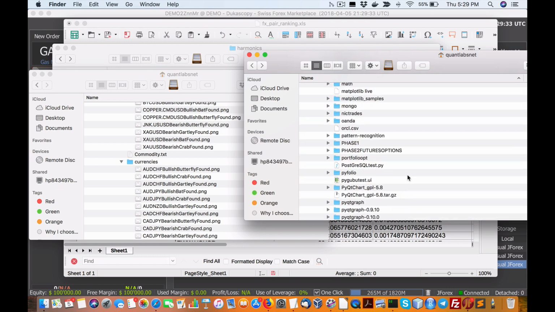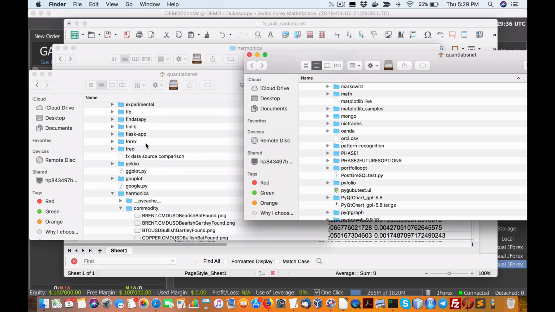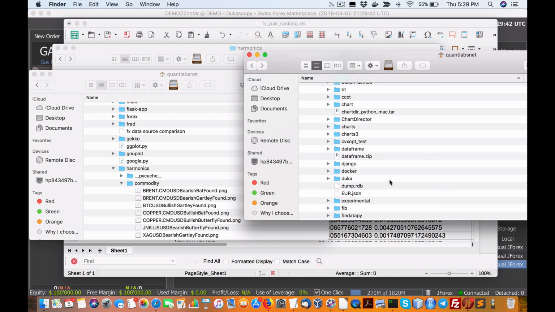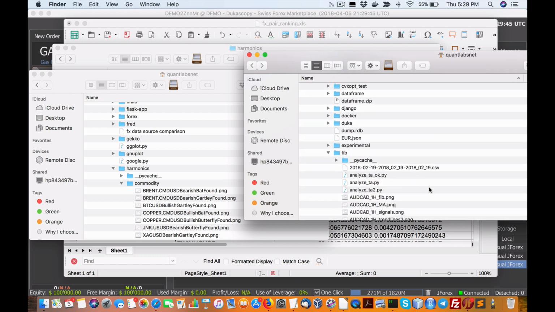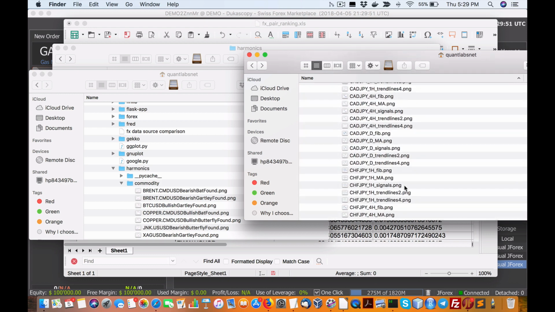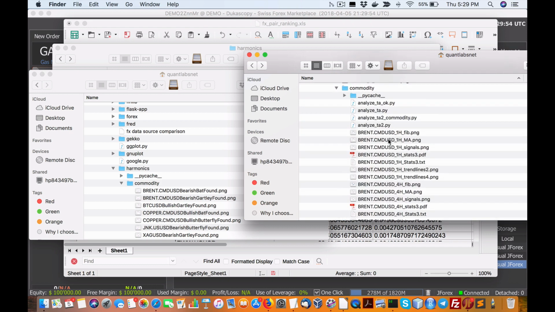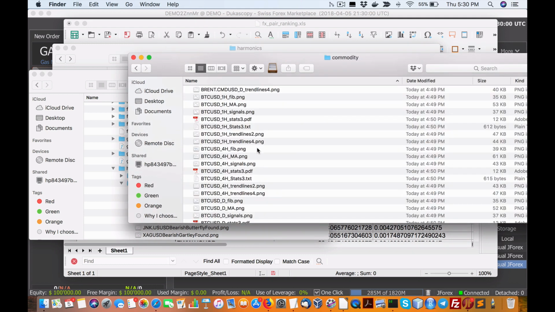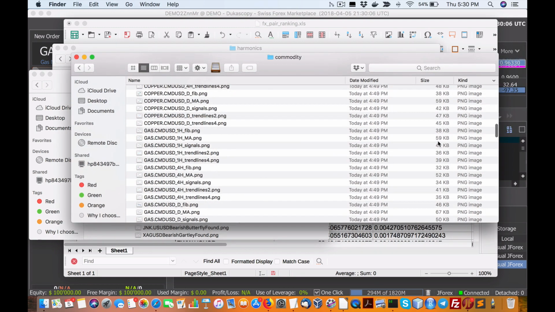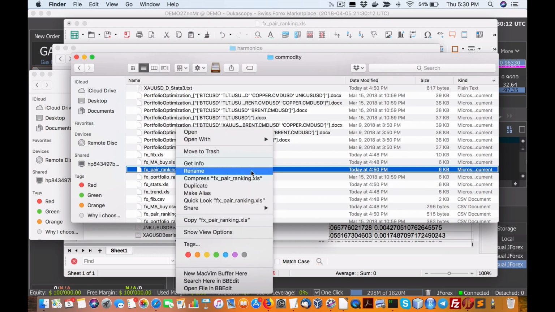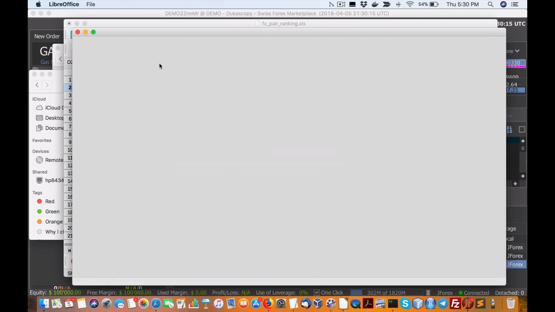So let me just see here. So we want the fib. Fib. There we go. Okay, so we want commodity again for the overall ranking. Okay. So let's go coin, look for our spreadsheet here. So where are you? FX portfolio. This is what we want here. Okay.